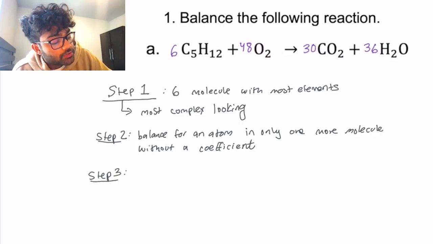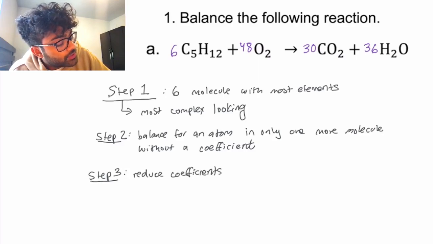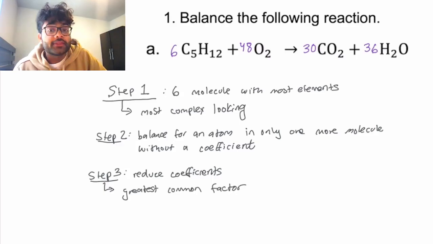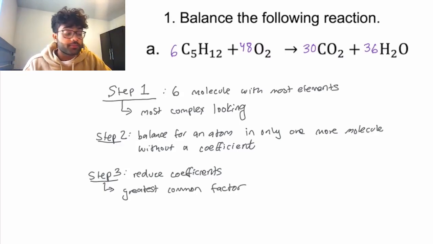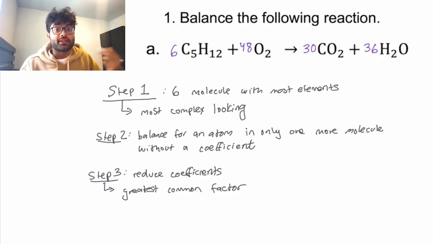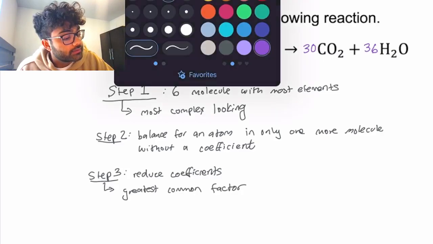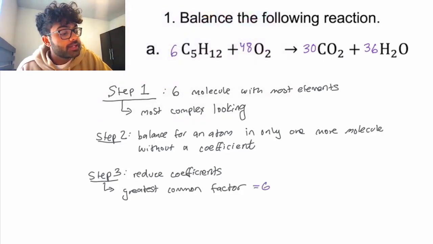And step 3 is to reduce coefficients. In order to reduce coefficients, we are going to use the greatest common factor. The greatest common factor is the number that divides all of our coefficients, and in every case that will yield a whole number, and we want that to be the biggest possible number. So in this case, 6 is our greatest common factor, because that is the biggest number that divides 6, 48, 30, and 36. So let's divide through by 6.